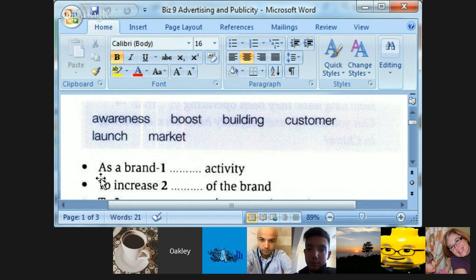Good news, I guess. Okay, Anna, let's start with you. Why do we advertise? Okay, point number one. As a brand building activity. Very good. Okay, as a brand building activity. What does that mean, brand building activity?